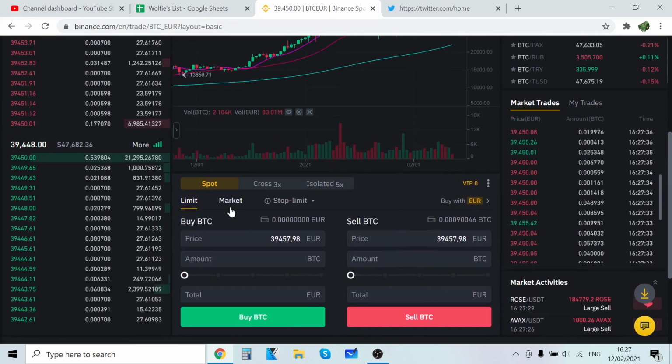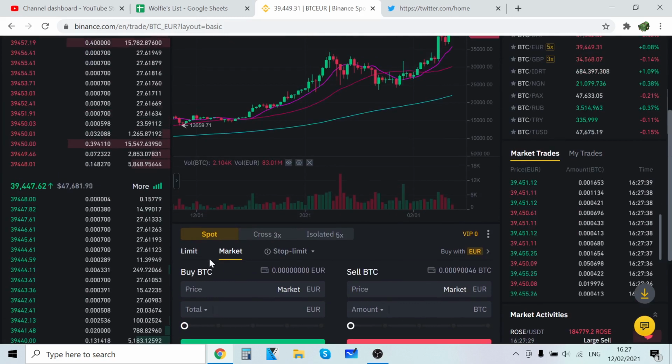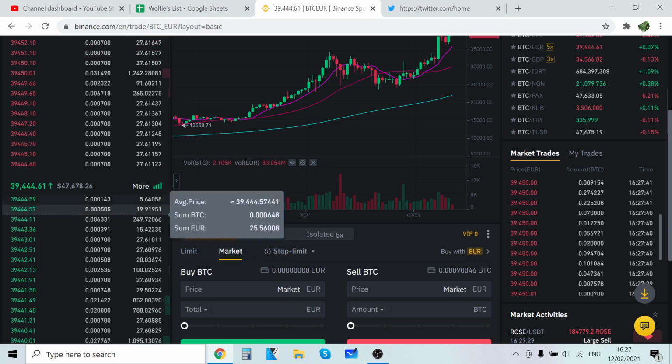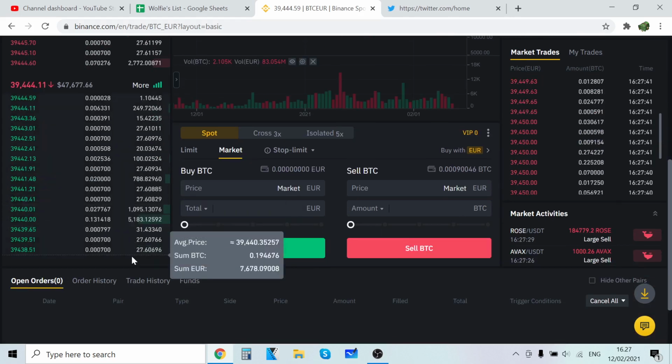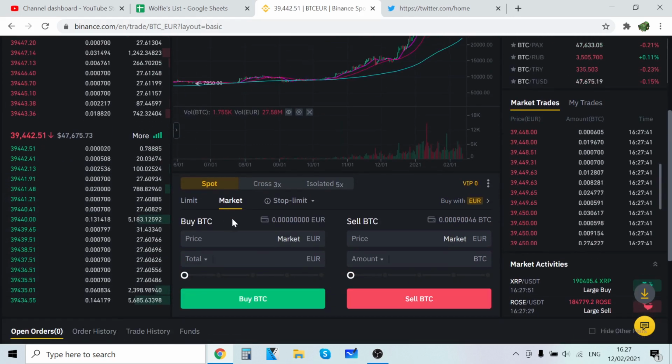So here's limit. I don't use limit, which means that you can time the market. I just use market. That means Binance will automatically get the best pricing for you. I always use market because that means you can instantly sell it. With limit you have to wait, but with market you can just instantly sell it. So click market and then just sell BTC.